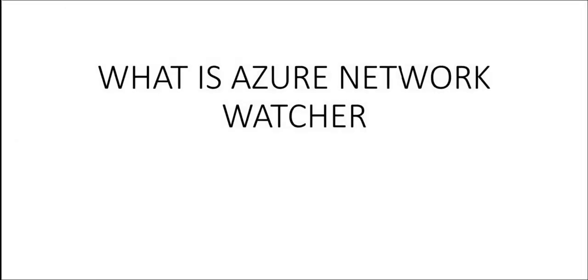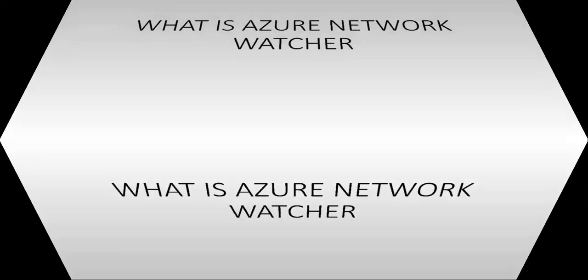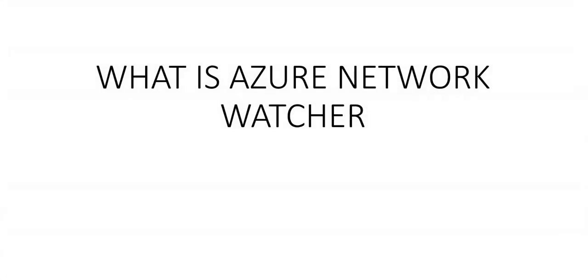So before we log on to the portal, let me just tell you that Azure Network Watcher provides tools to monitor, diagnose, view metrics, and enable or disable logs for resources in an Azure virtual network. Network Watcher is designed to monitor and repair the network health of infrastructure as a service products, which includes virtual machines, virtual networks, application gateways, load balancers, etc. So before I show you and discuss all the features that are enabled in Azure Network Watcher and how you can use it, let me just log on to the portal and take it from there.